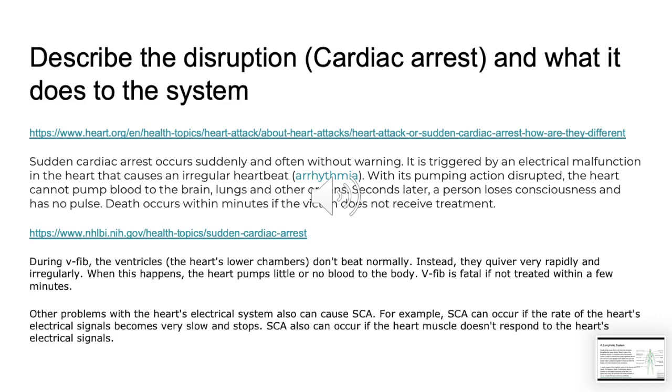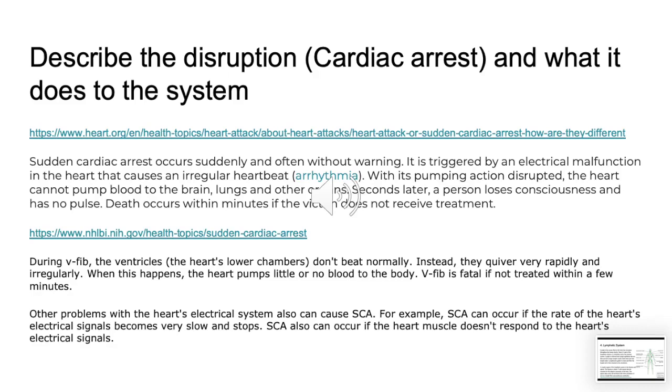Ventricular fibrillation, VFib, causes most sudden cardiac arrests. VFib is a type of arrhythmia. During VFib, the ventricles, or the heart's lower chambers, don't beat normally. Instead, they quiver very rapidly and irregularly. When this happens, the heart pumps little or no blood to the body.